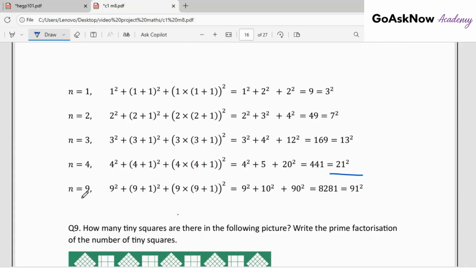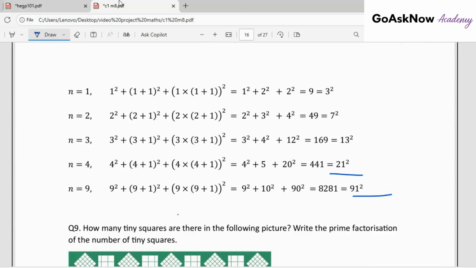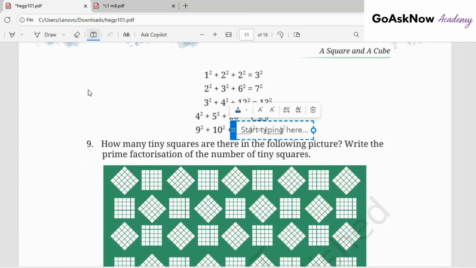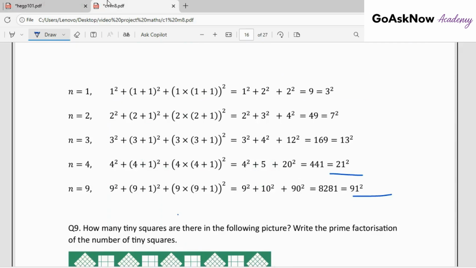Next, n is equal to 9. 9 square plus (9 plus 1) whole square plus (9 into (9 plus 1)) whole square is equal to 9 square plus 10 square plus 90 square, which is 8,281, which is 91 square. The answer will be here 90. Then the answer will be 91 square. Next question.